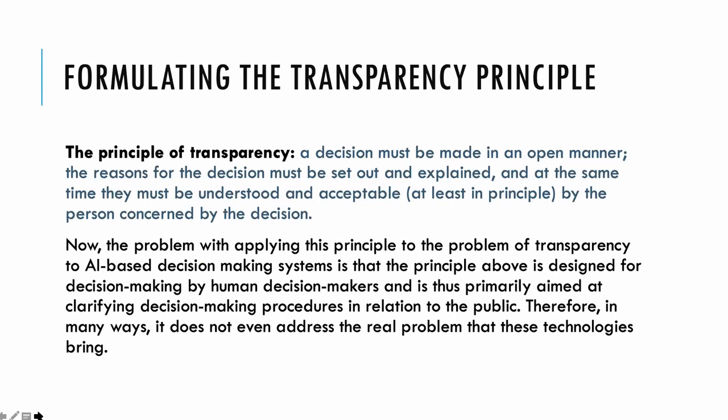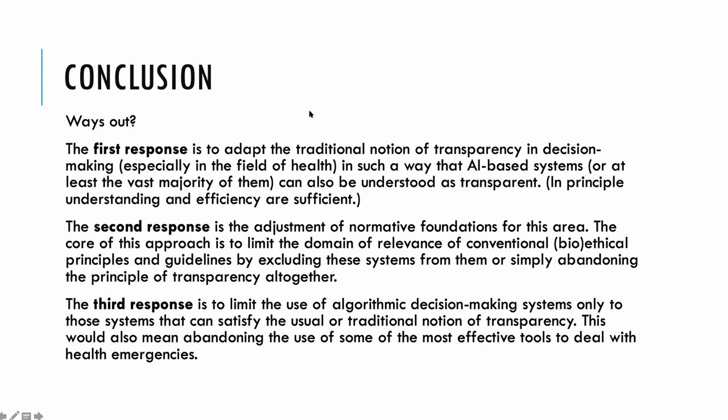And to conclude, this is just the start of our wider analysis, but I want to give this as a conclusion in less than a minute. So there are three responses that are broadly available in this situation. The first is to adapt the traditional notion of transparency in decision-making, especially in the field of health, in such a way that the artificial intelligence-based systems, or at least the majority of them, could also be understood as transparent. So we could say it is enough that we, in principle, understand how these systems function.